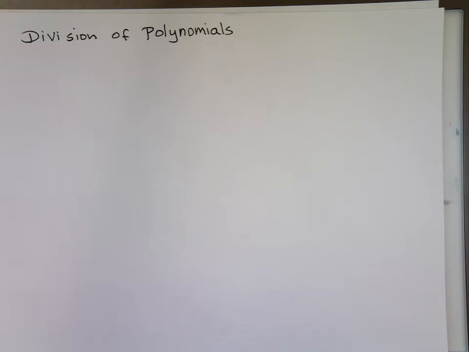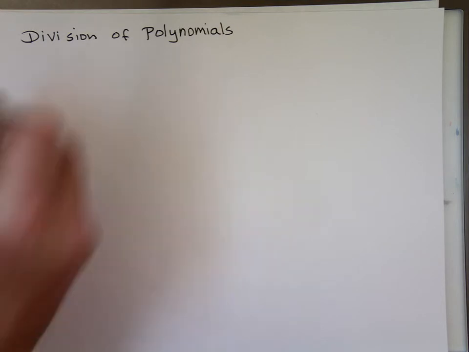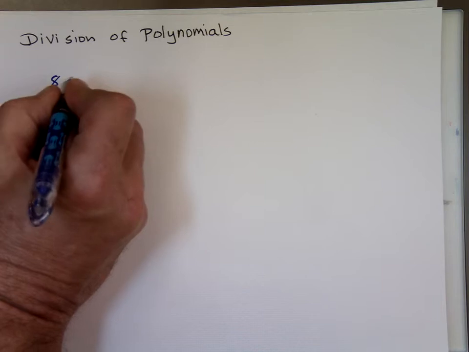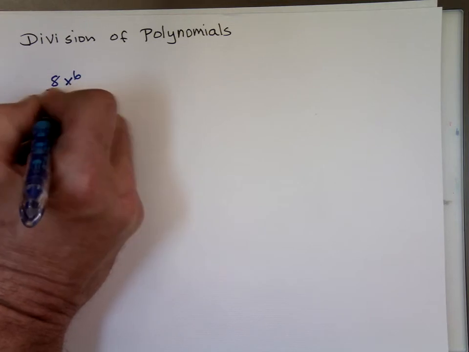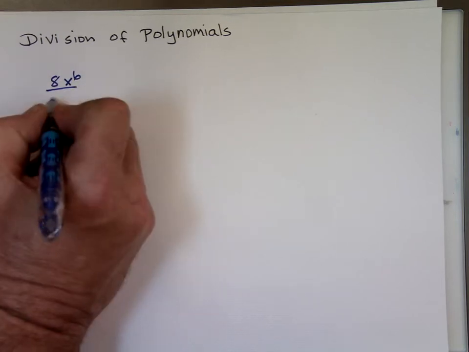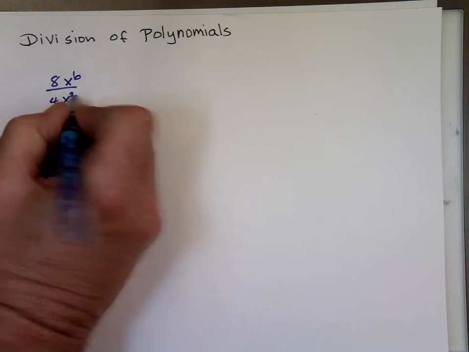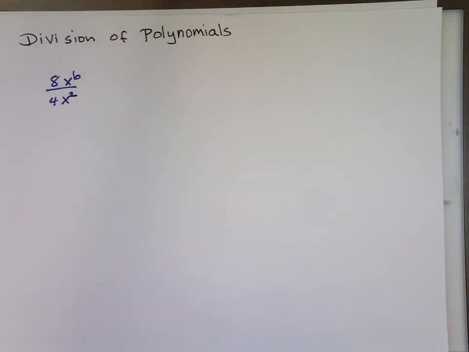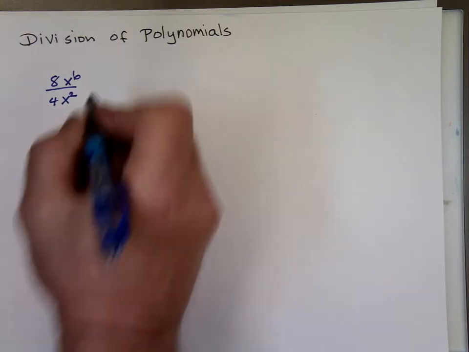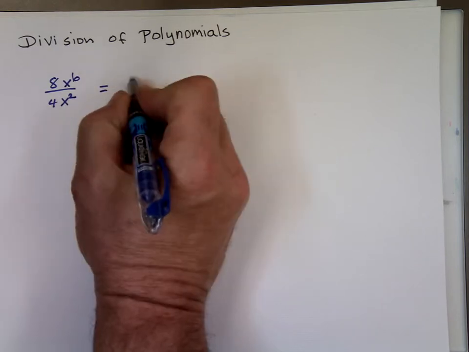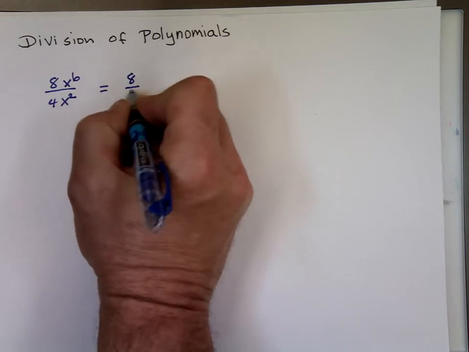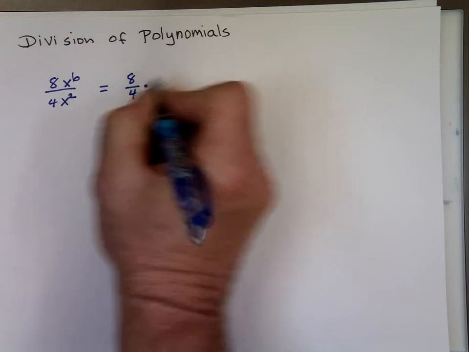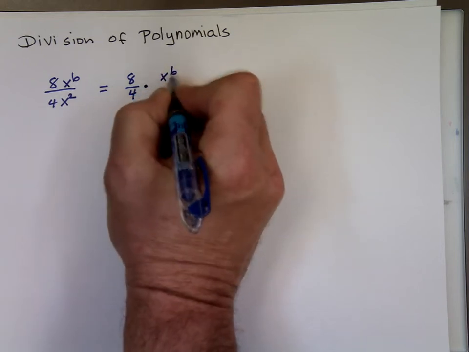So we're going to show you how to divide monomials first. Again, a monomial is a term divided by another term. So if you have 8x to the 6 over 4x squared, I can write that, I'll show you the long way, 8 over 4 times x to the 6 over x squared.